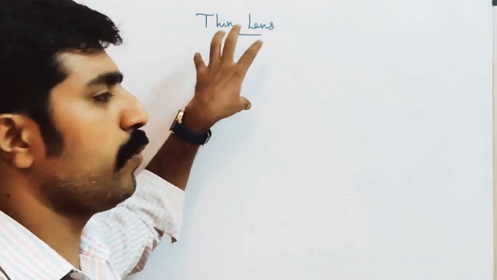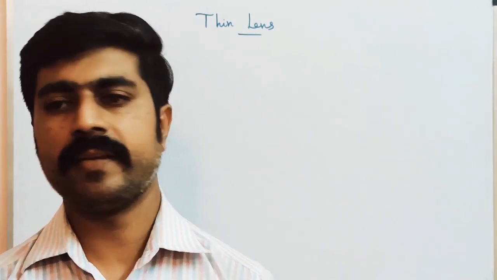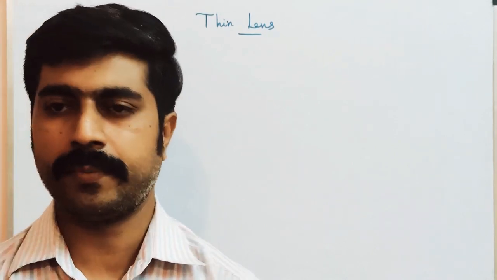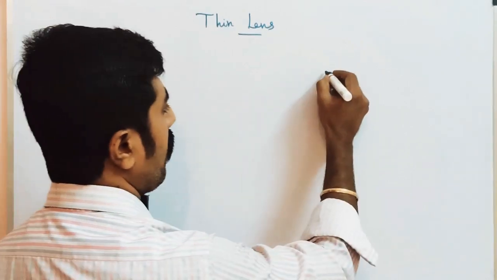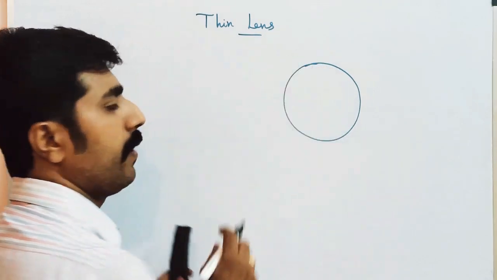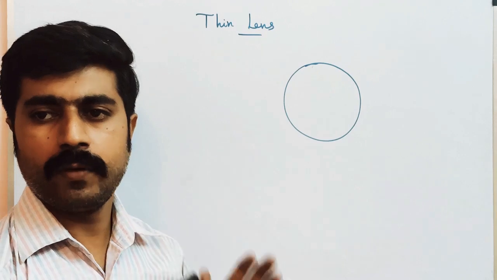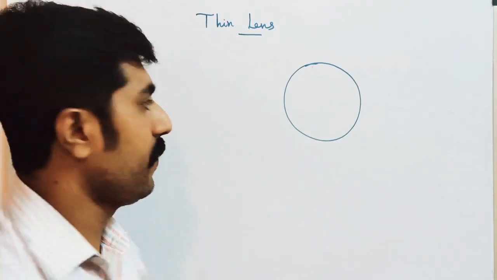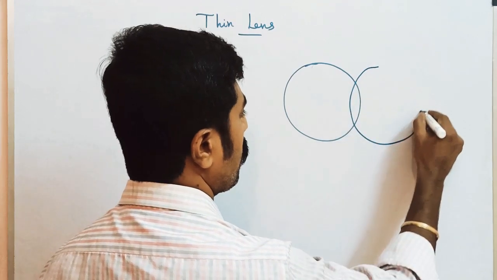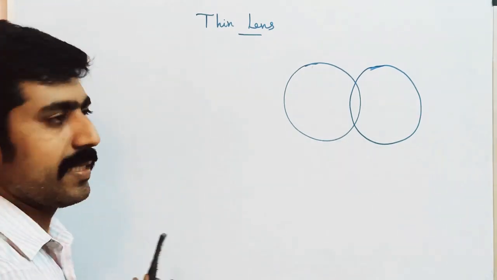So how do we form a lens? How is a lens formed? That is a thin lens or a thick lens. How do we differentiate thin and thick? So what do we do? We take two spherical shaped glass pieces. Right? So this is a spherical shaped layer. This is one glass material, and this is the frame. So this is the other one. Okay.